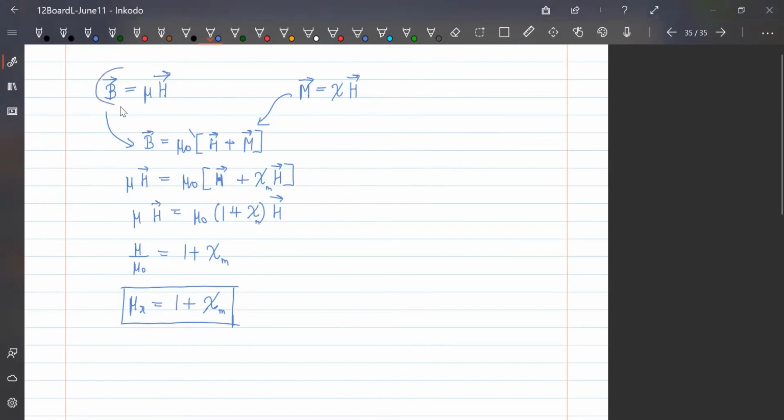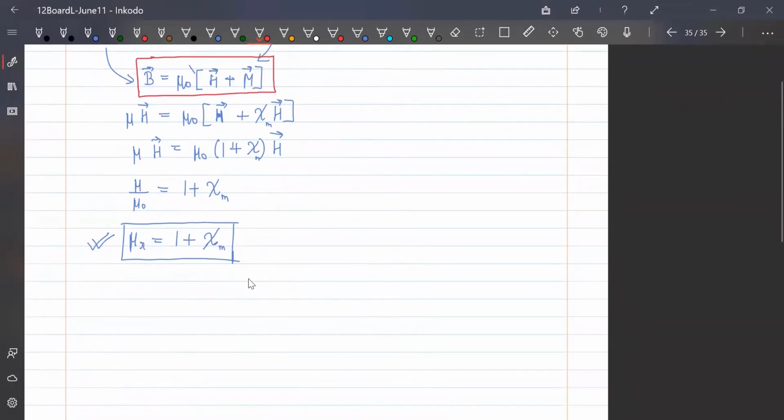So it's better if you remember this result and this result, and the final result of this. And you have to remember this one also. All the definitions are important, so you have to remember them as well.